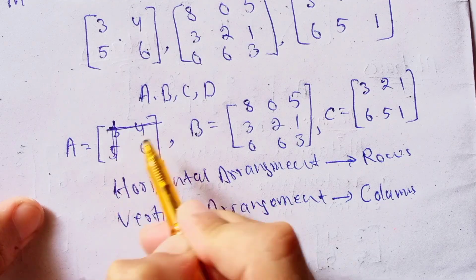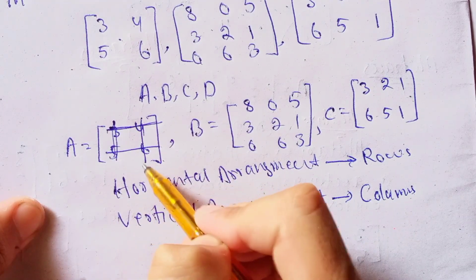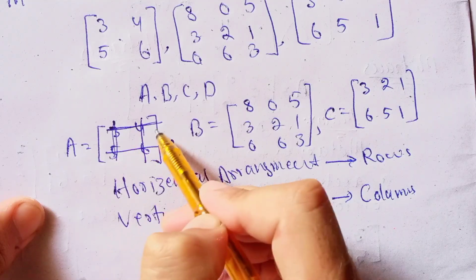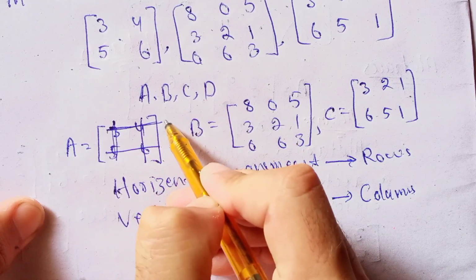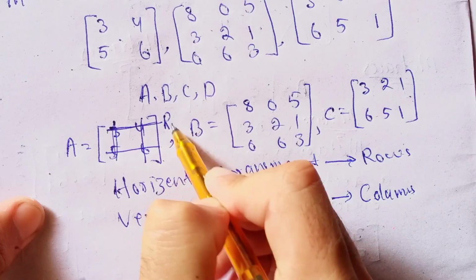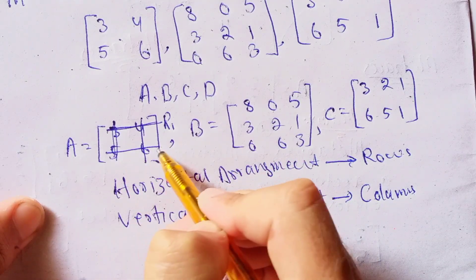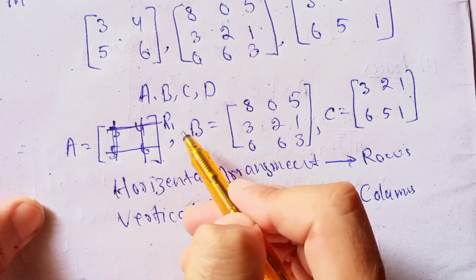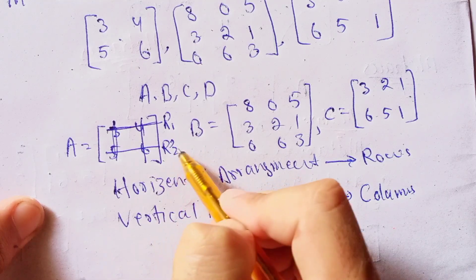For example, this matrix has two horizontal arrangements of numbers and two vertical arrangements of numbers. So this matrix has two rows and two columns. And this is the first row, we call it first row or row 1, right, or R1. And this is the second horizontal arrangement. It is called second row or row 2, right, or R2.